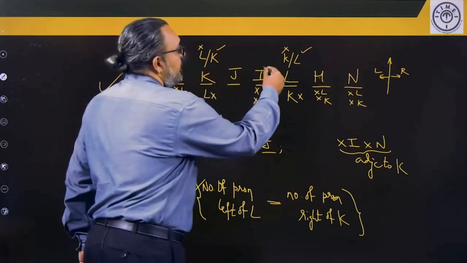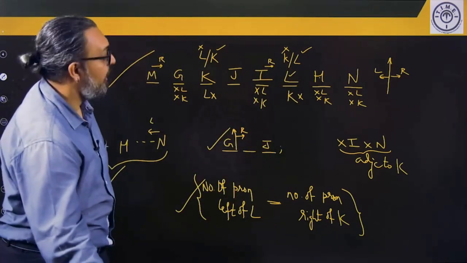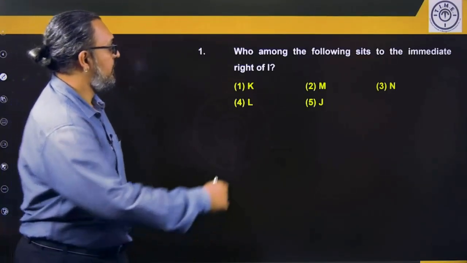Now, I is here. This is the right side of I, and the immediate position you have is L. So, L will be our answer. That is there in choice 4.